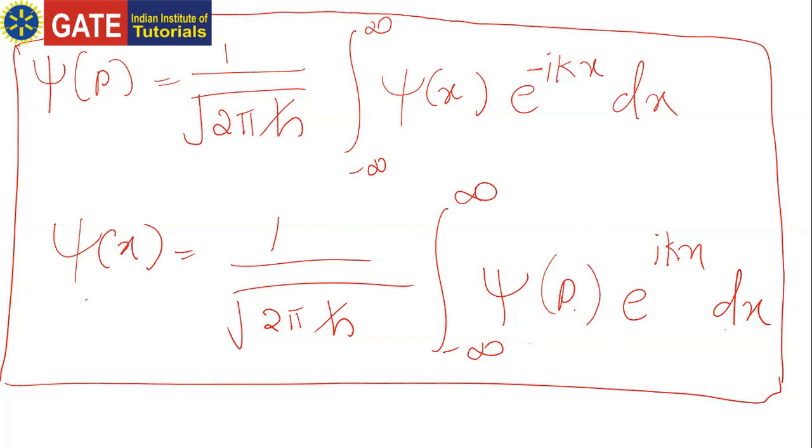See here, exponential is e power ikx, right? Variable is x. Okay, we'll check while doing problem. X only, x is the variable. Exponential e power ikx. In Laplace transformation, e power minus sx.